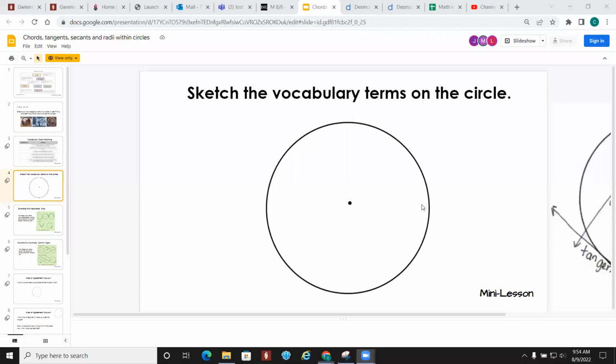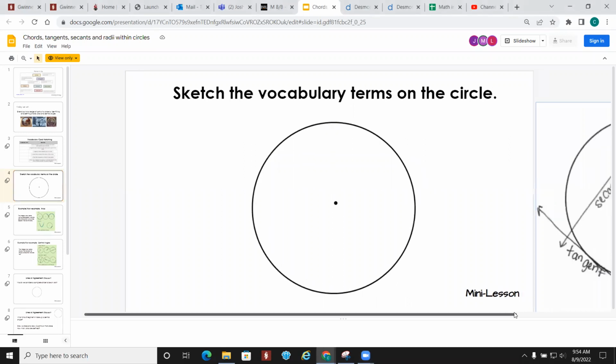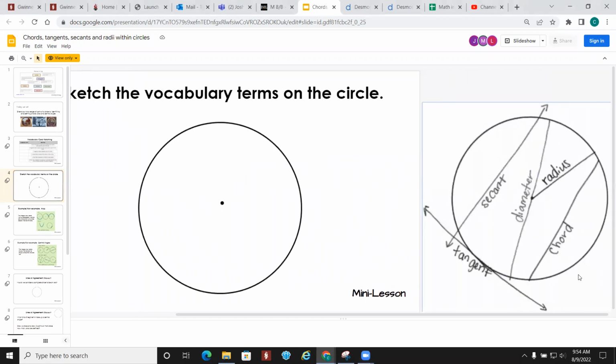So sketch the vocabulary terms on the circle. Here's your picture of the circle with all the terms. Okay, so really quick, let's go over this. Radius is from the center to the outside. Diameter cuts through the middle.